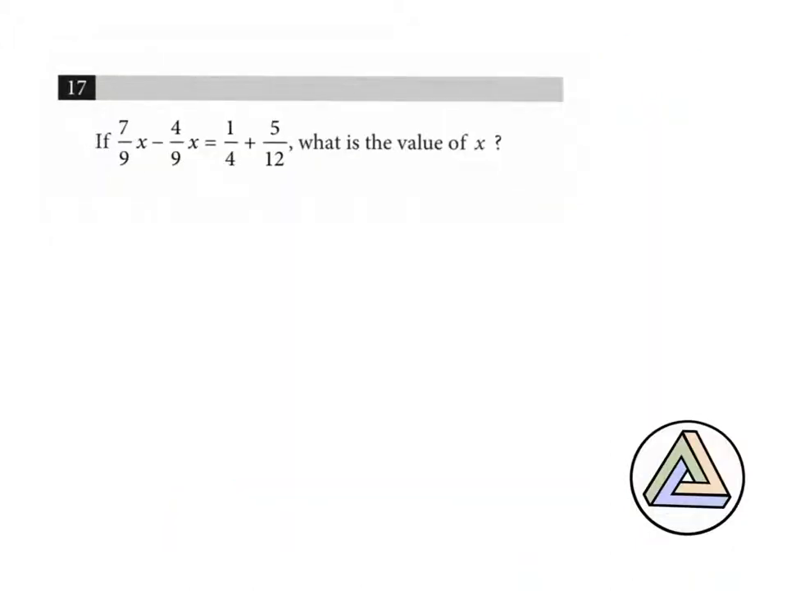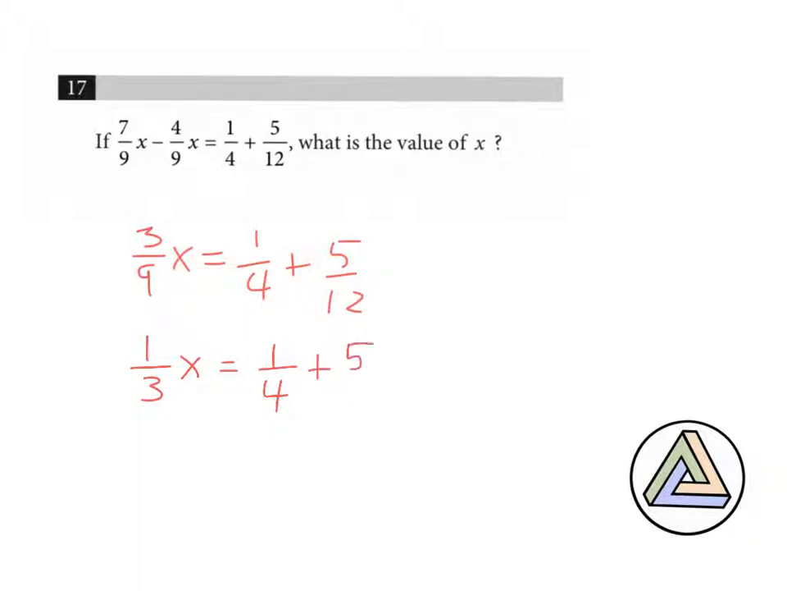Moving on. If 7x, and so on, what's the value of x? Well, these denominators are clearly annoying. There are multiple ways of getting rid of the denominators. I am seeing an opportunity right now to combine these. You might want to check that out. We have the same denominator here, so we could turn the left-hand side of the equal sign into 3/9 x equals 1/4 plus 5 over 12. 3/9 reduces to 1/3, so this is really 1/3 x equals 1/4 plus 5 over 12.